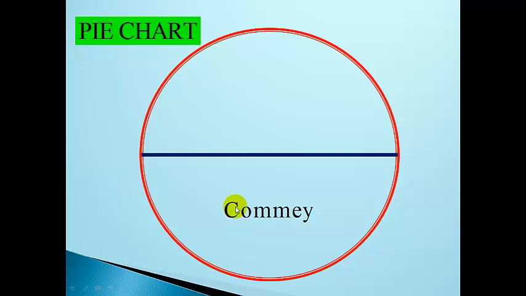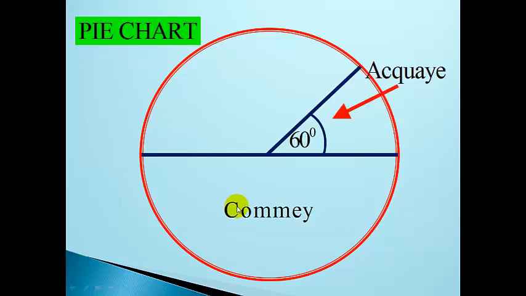Now let's continue. The angle of sector for Akwi, after calculation, is 60 degrees from the table. So with the help of the protractor, you measure the angle 60 degrees and draw your line to touch the circumference of the circle as shown. And the angle is 60 degrees for Akwi. So this region is the region for Akwi. Now we continue.